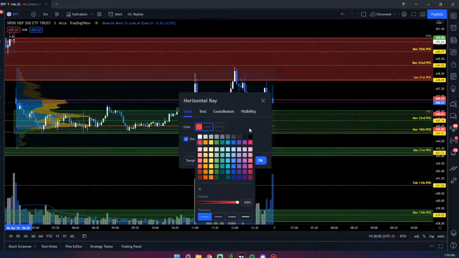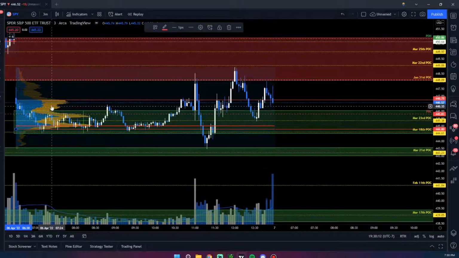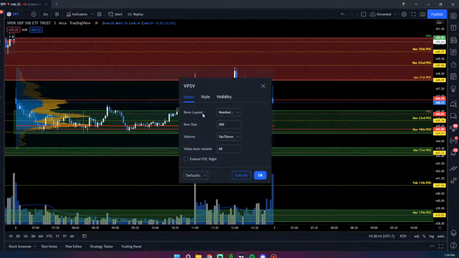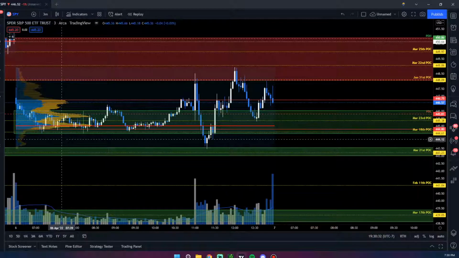This area is called the value area. And on your settings on VPSV, I'm glad I thought of this, I didn't cover this. You want to change your row size to 200 and your value area to 68. What that's saying is the value area is 68% of the entire volume profile.